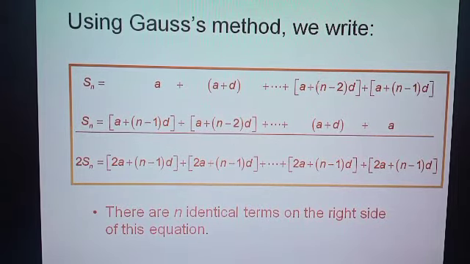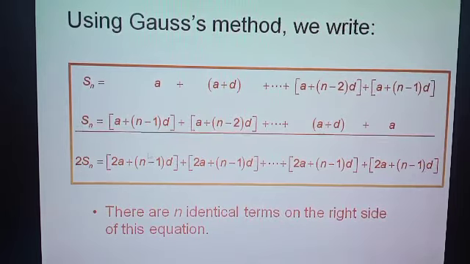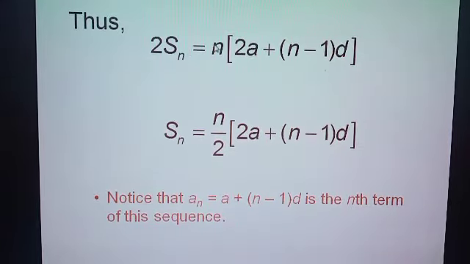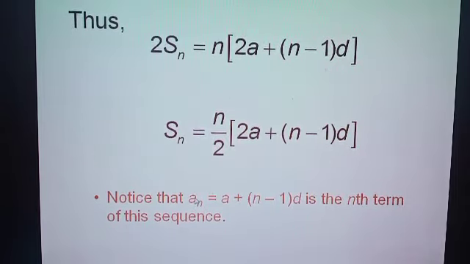So how many terms are there here? There are n terms of 2a plus n minus 1 into d. So 2Sn is equal to n into 2a plus n minus 1 into d. If we bring this 2 to the other side, it will become Sn is equal to n by 2 into 2a plus n minus 1 into d. So this is the formula to find the sum of the first n terms of the AP.